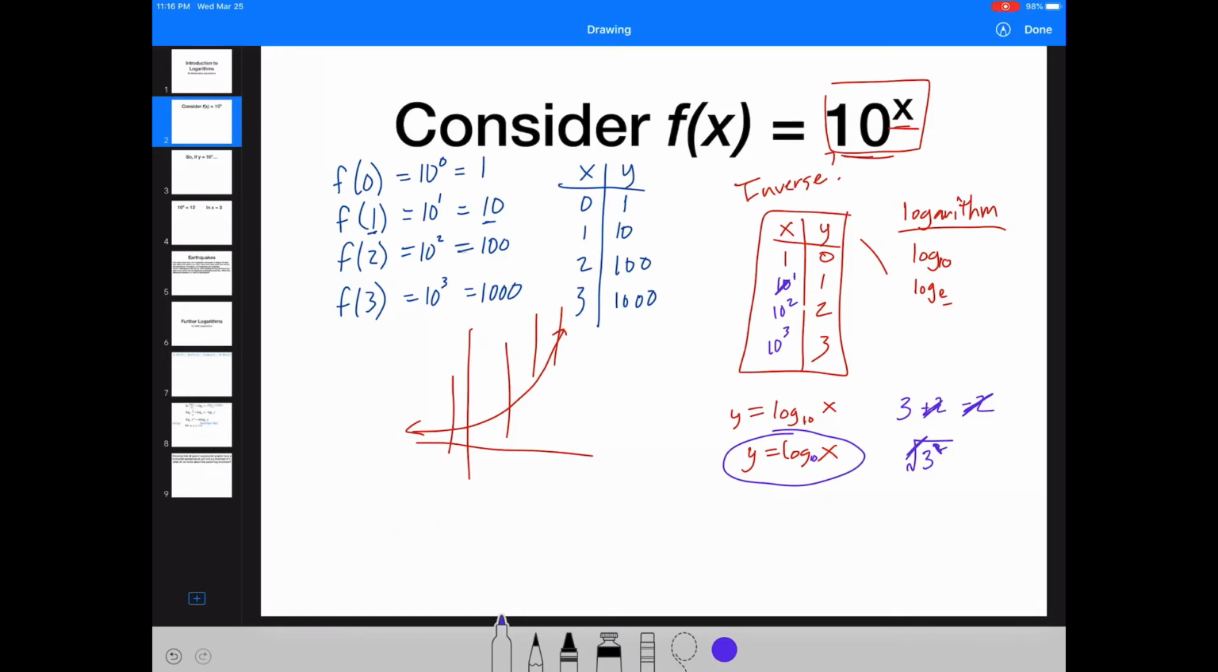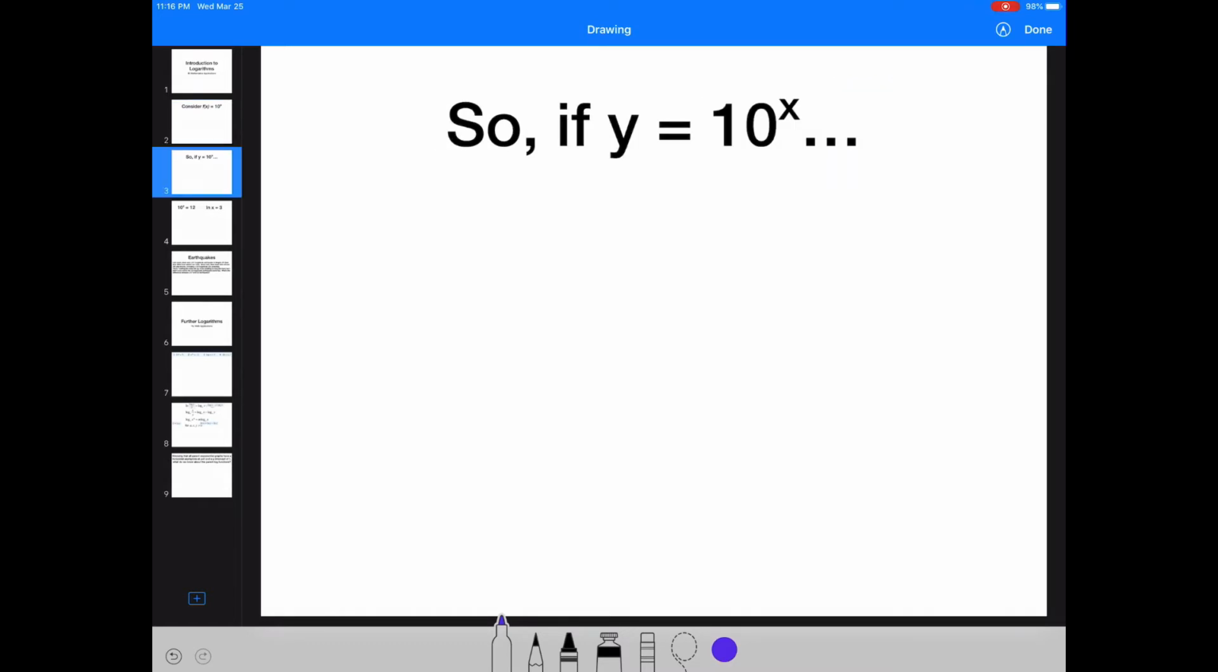All right, so this is a little bit of an introduction to the idea of a logarithm. It's not anything weird or crazy. It's just the opposite or inverse of an exponential. All right, so what does that mean?